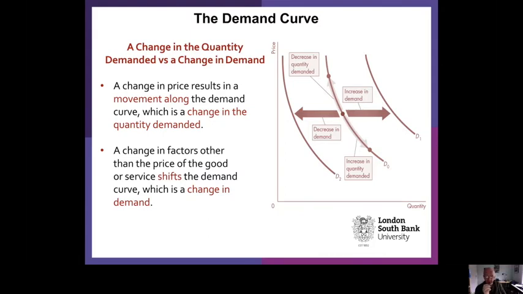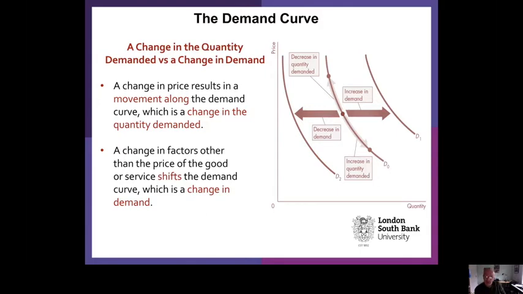Okay, if you compare D1 with D0. So D0 is where we started. As a result of the advertising campaign, the quantities demanded are now higher. Whatever the price is, more is being demanded. That shifts the demand curve to the right. So it will shift it to something like D1.